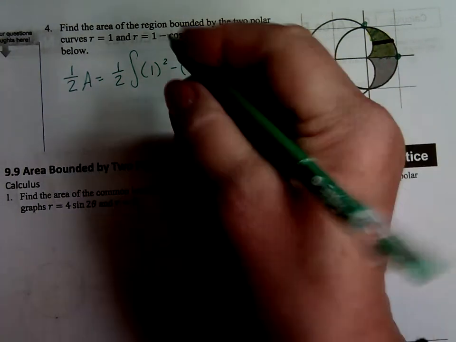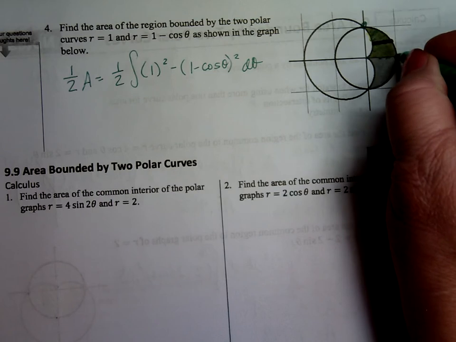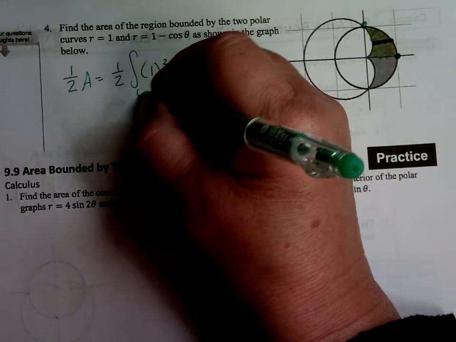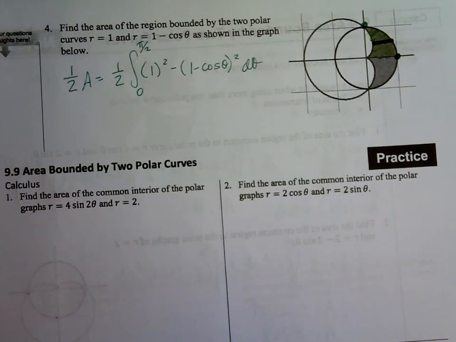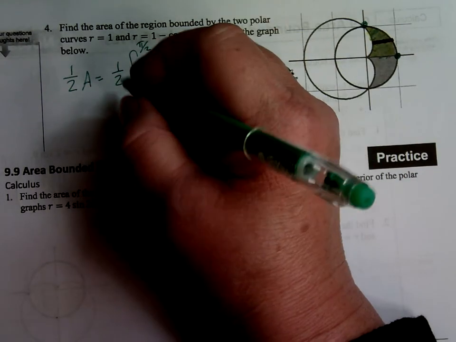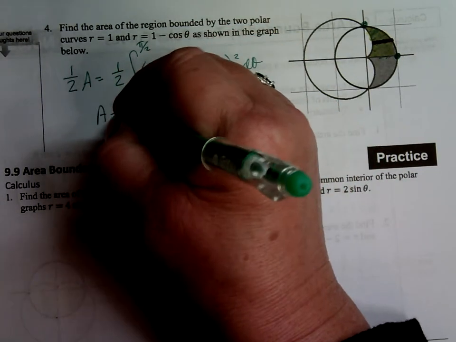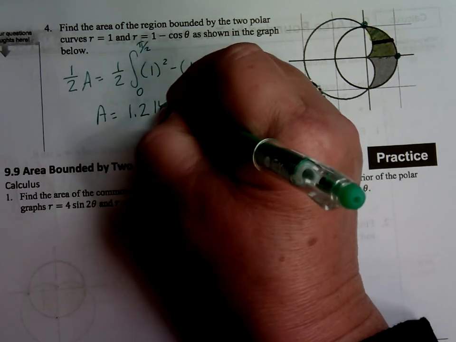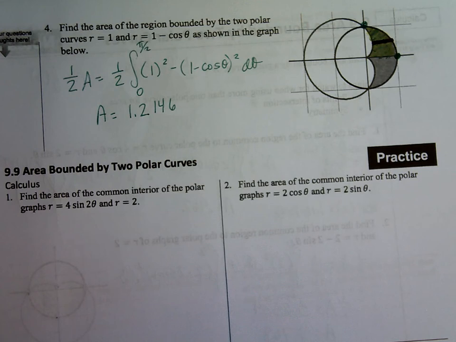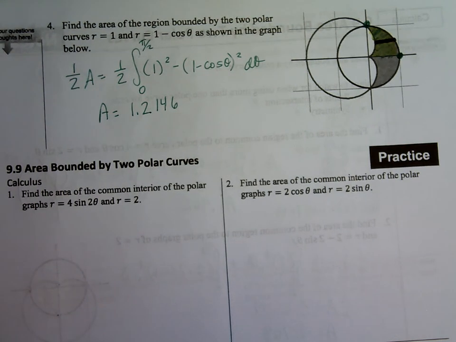All right, bounds. Well, what's this? This is starting at 0, right? And what's this? This is pi over 2. Check that out. Like the regular old unit circle, you've got 0 and pi over 2. So you're going to calculate out this area and then you're going to double it. And your answer is 1.2146. So really not that hard. That one isn't really so bad. Probably easier than some others we've done.